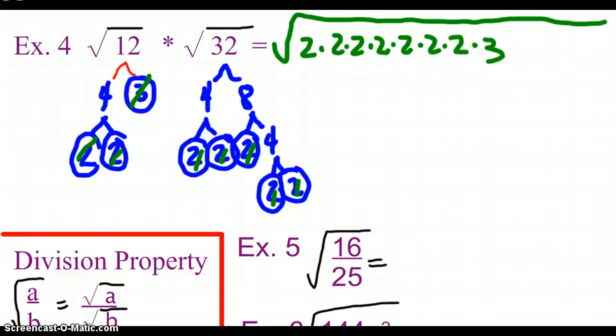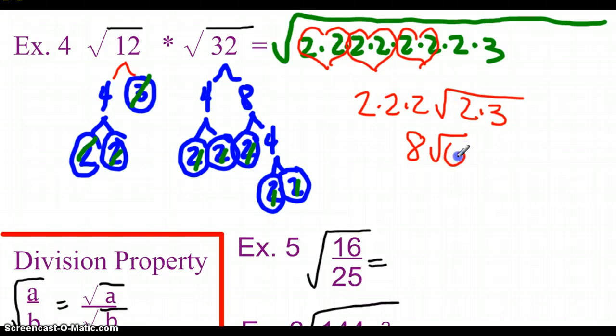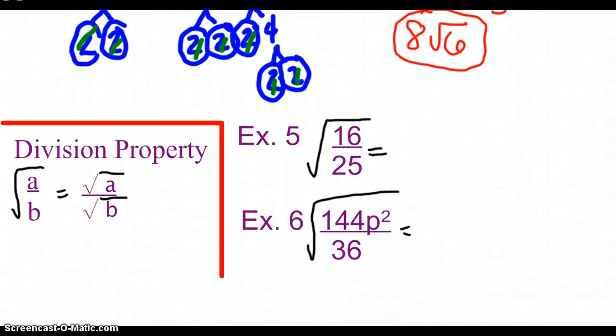Now I'm going to grab my red so I can do my little hearts here. So here's a pair, here's a pair, here's a pair. So 3 2's in front, a 2 and a 3 left underneath. So 2 times 2 is 4, times 2 would be 8, and underneath we'd be left with 6. So 8 square root of 6 is our final simplified answer.